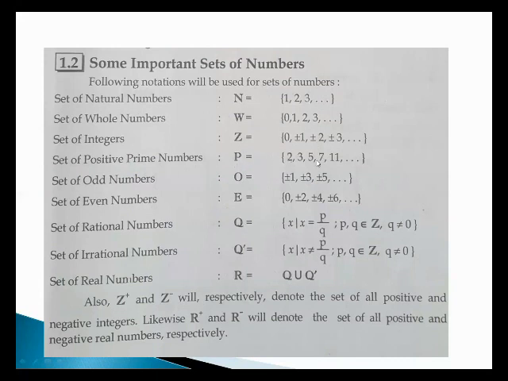The set of positive prime numbers is represented by capital P. The numbers are 2, 3, 5, 7, 11, and so on. The first prime number is 2, and they are all numbers which have only one factor besides themselves. That means 2 ones are 2, 3 ones are 3, 5 ones are 5, 7 ones are 7, 11 ones are 11, and the next number is 13. In this way, you can easily find the next prime numbers.